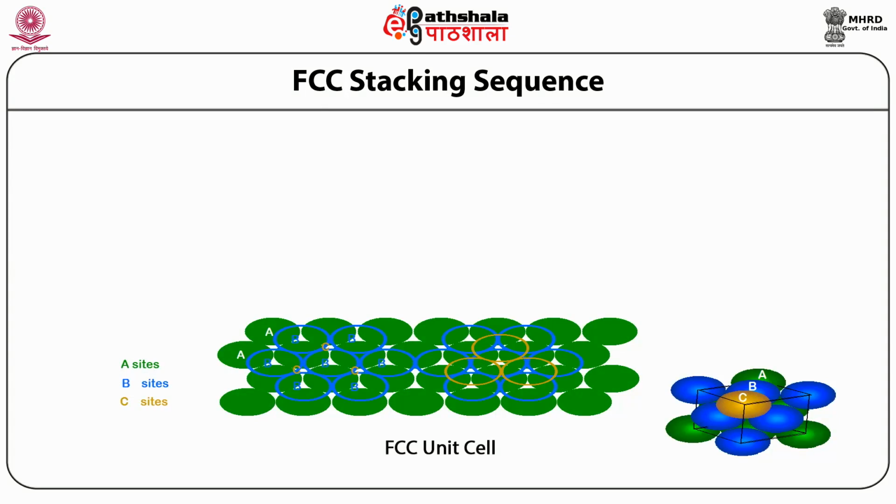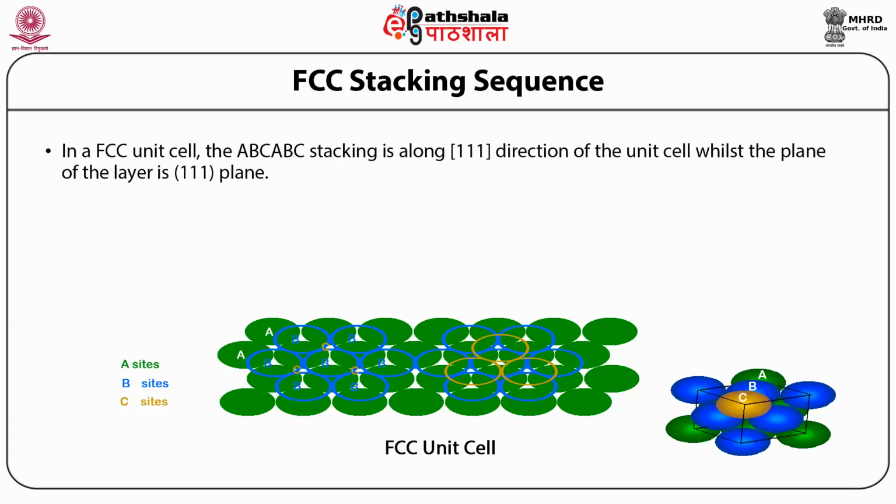Face-centered cubic or FCC structure, or FCC stacking sequence. In an FCC unit cell, the ABC stacking is along the [111] direction of the unit cell, whilst the plane of the layer is the (111) plane. So we can see the 2D projection where there are A sites, B sites and C sites.